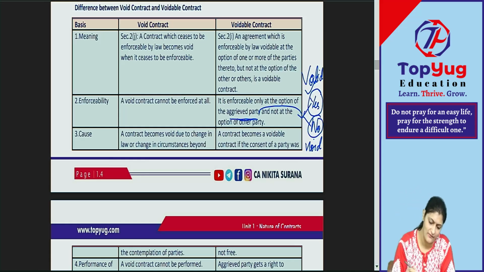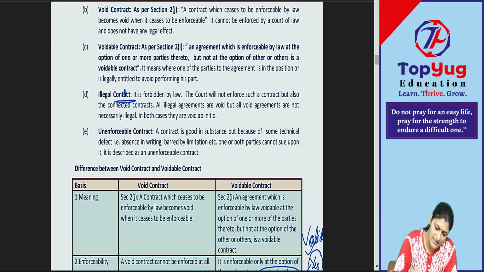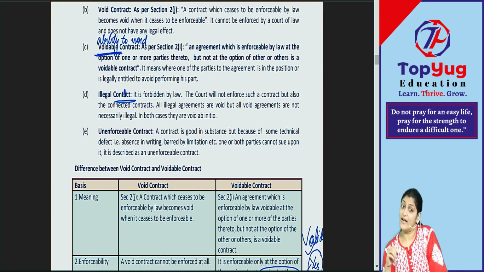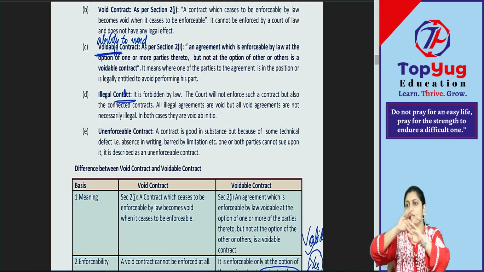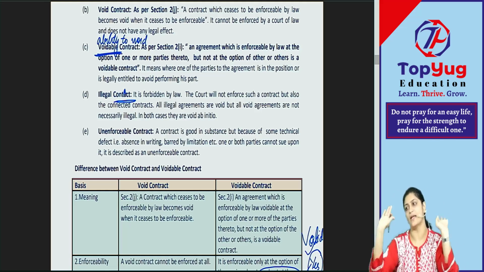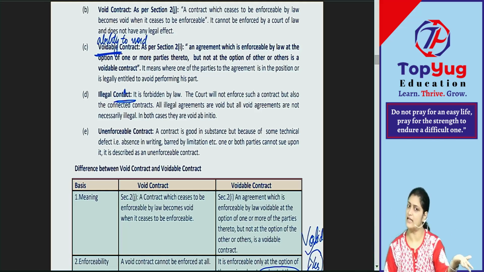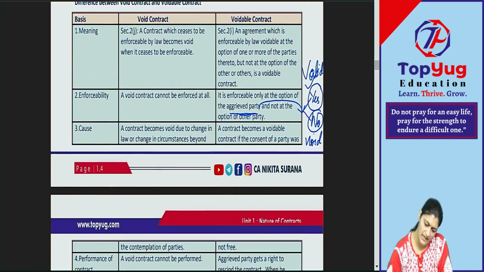Voidable, the name itself is telling you, the ability to become void. It is not void. When will it have the ability to become void? Only when the aggrieved party is saying no. The aggrieved party is saying, no, I don't want to accept this contract. It will become void. Otherwise, if he's saying yes, it will become valid. Clear? Next.